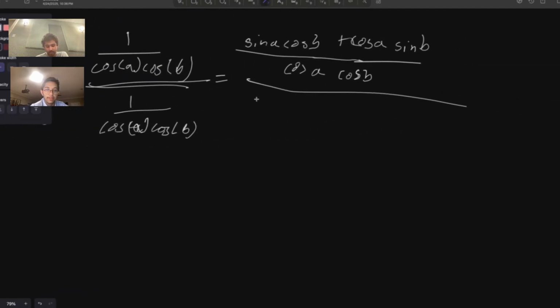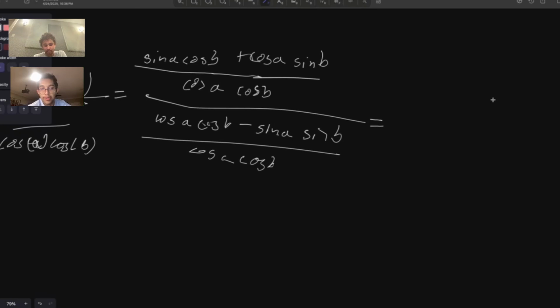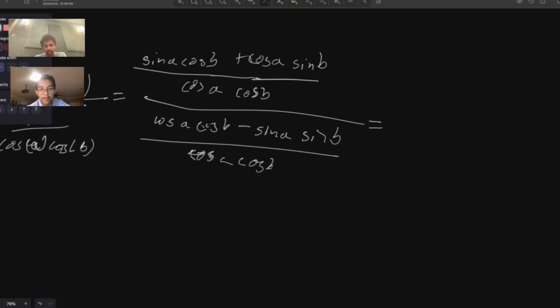Well, that's even better. We have cosine A cosine B minus sine A sine B, all over cosine A cosine B, right? This part cancels out to 1. How does it cancel out to 1? Because it's cosine A cosine B over cosine A cosine B. And this part is just sine A over cosine A times sine B over cosine B, which is just tangent A tangent B.